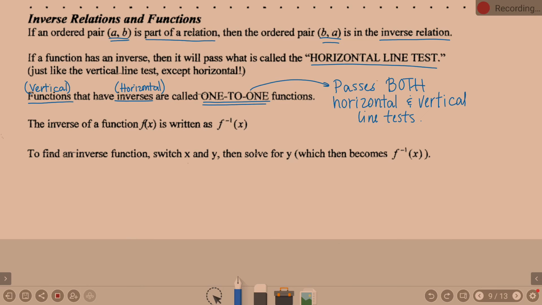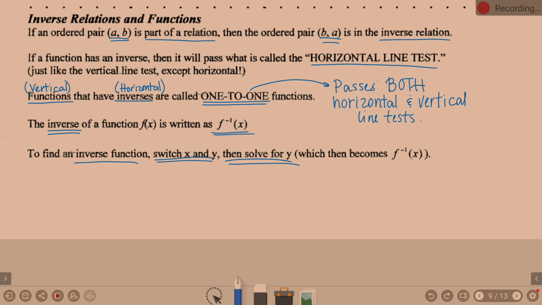Inverse notation. Inverse of a function. So a function is f of x. Inverse notation is, I read it as f inverse of x. It looks like a negative 1 exponent, doesn't it? Okay, so f negative 1 of x is in your inverse notation there. And to find an inverse function. This is where we talked about earlier that if AB is part of the initial relation, then BA is part of the inverse. Well, to find an inverse function, take x and y and switch them. Okay, so when we go to find inverses on the next page, we will switch x and y, and then notice it says solve for y. When we solve for y, that will be f inverse of x. Okay. Next page.